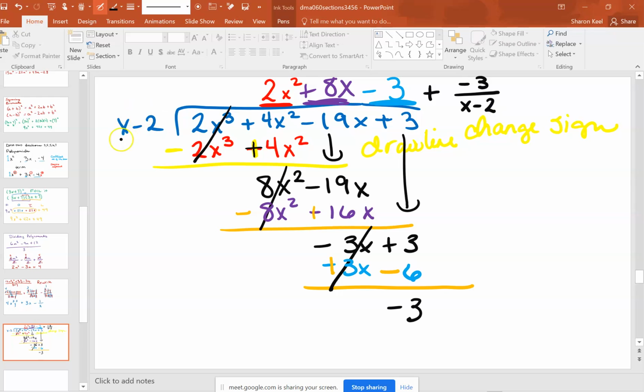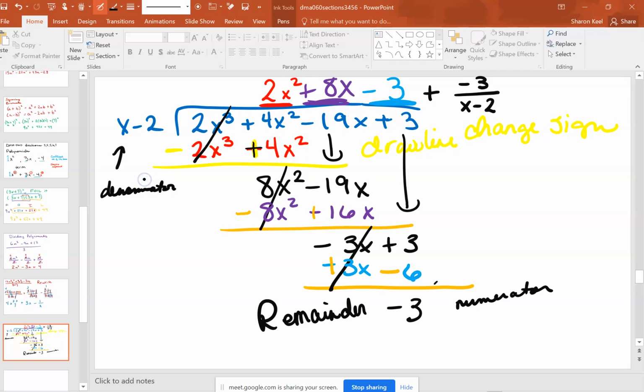So this divisor goes in the denominator. This is the remainder. The remainder is always in addition to, so just write a plus sign. Whatever this is, put that in the numerator. This becomes the numerator, and this is going to be the denominator if you have a remainder. And that is it.